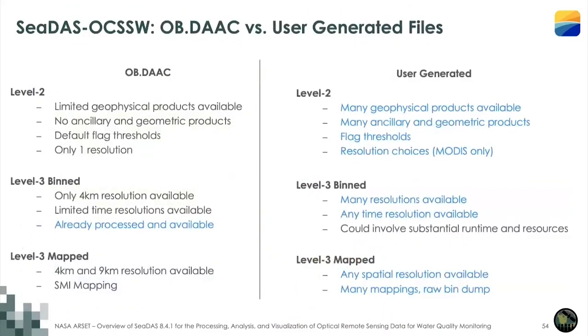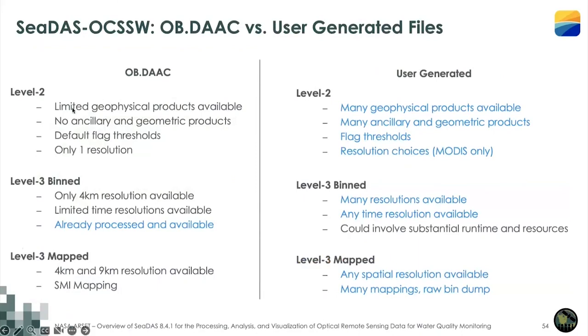This is a slide that's kind of helpful in determining: do you want to use the files that we provide, or do you want to use SeaDAS to generate your own files? This is beyond the visualization aspect. It's just, are the files that we're giving you good enough for your purposes, or do you want to process them? And so these are parameters that help you know whether that's what you want to do.